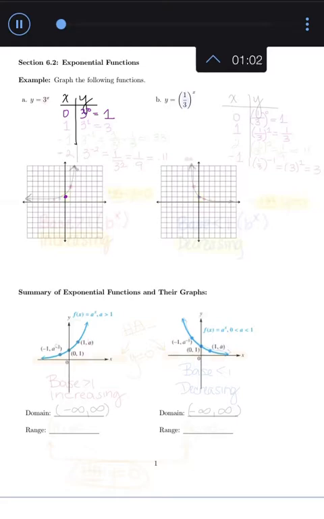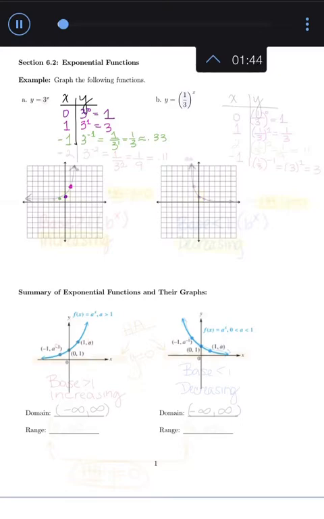Now let's try another value. Let's plug in 1. Then we'll get 3 to the first power, which is just 3. So that's the point (1, 3) here. Let's keep going. Let's also plug in negative 1. So 3 to the negative 1 means, remember, negative exponents flip down to the denominator, and you'll get 3 to the first on the bottom with a 1 on top, which means you're getting 1/3, which is about 0.33. So if you plug in negative 1, you get about 0.33. We'll go ahead and graph that.